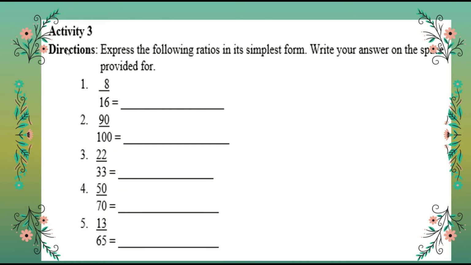For activity 3, express the following ratios in its simplest form. Write your answer on the space provided for. So, isosolve nyo lang ulit. In the lowest term, the GCF is 8. So, we have 1/2. So, your answer here is 1/2. But you have to show your solution on the answer sheet.